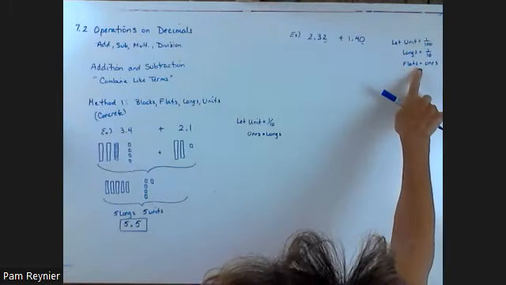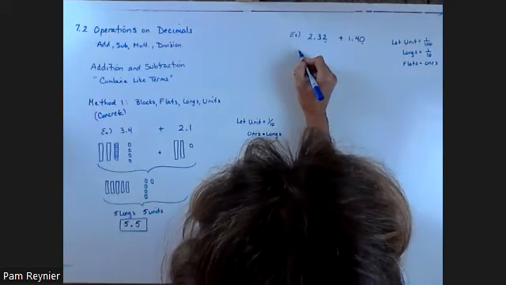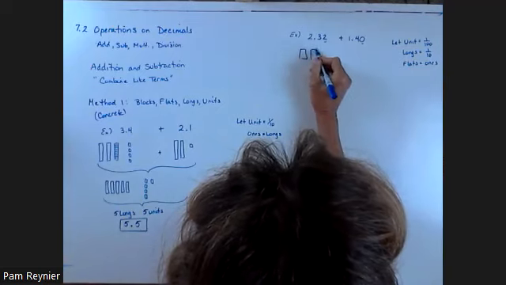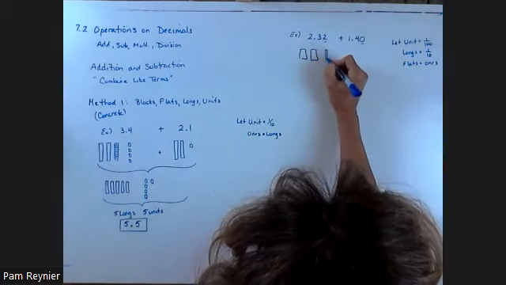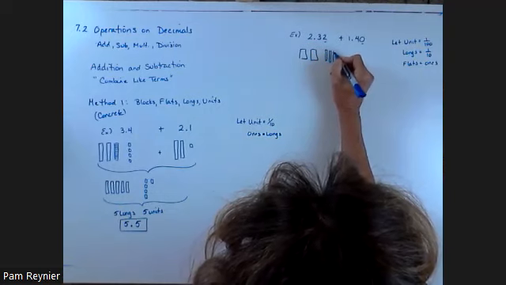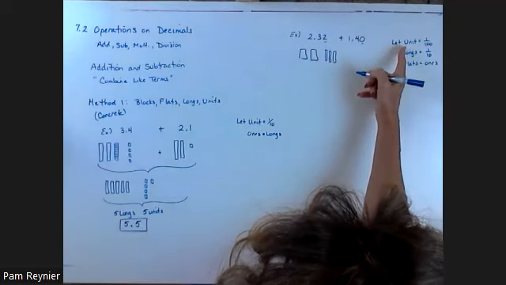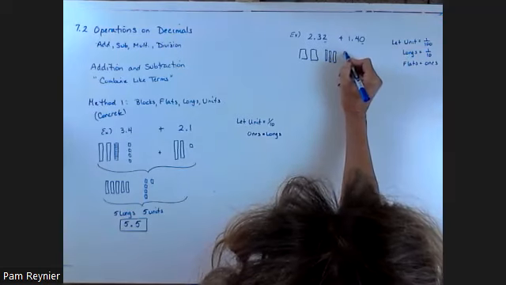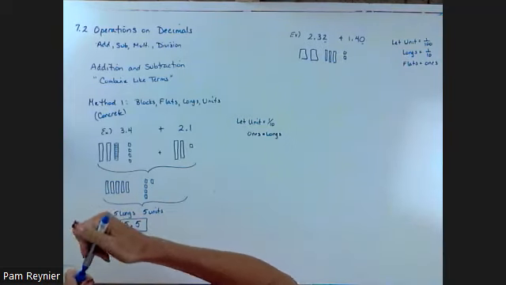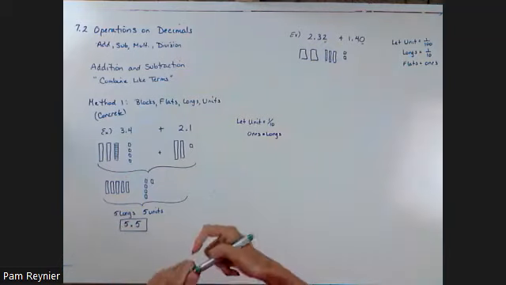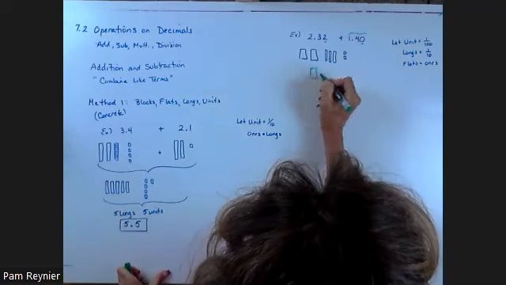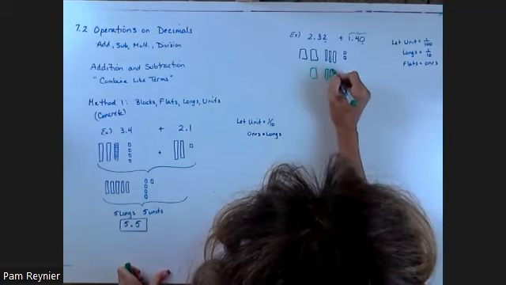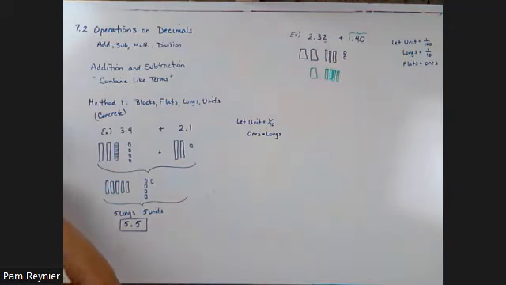I have two whole numbers, so I have two flats. I have 3 longs because that's my tenths column. And I have 2 100ths. So that's my 2 units. And I'm going to add to that, here I'll switch colors. I'll put this one in green. I'm going to add to that 1 whole, 4 longs and no units.